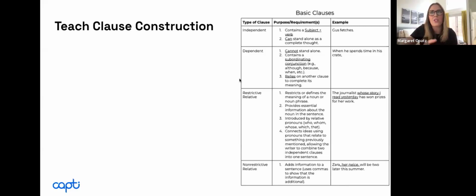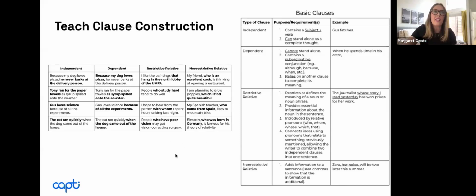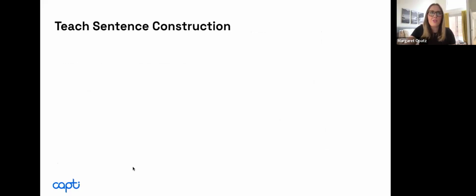Like, they have this question: okay, what happens when he spends time in his crate? That shows that it cannot stand alone. But it's really helpful just to teach students these 4 types of clauses. And then I do the same thing. I give them sentences that include these various types of clauses, cut them up, mix them around, and then they can sort them to determine, is this an independent or dependent clause, or is it a restrictive relative or non-restrictive relative clause? So those are 2 ways to do it.